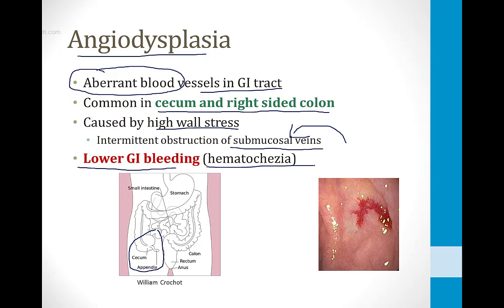Patients will present with lower GI bleeding, and on colonoscopy you will see something like the image on the bottom right side of the screen here, which is presence of an aberrant blood vessel in the wall of the GI tract that can bleed and lead to hematochezia.